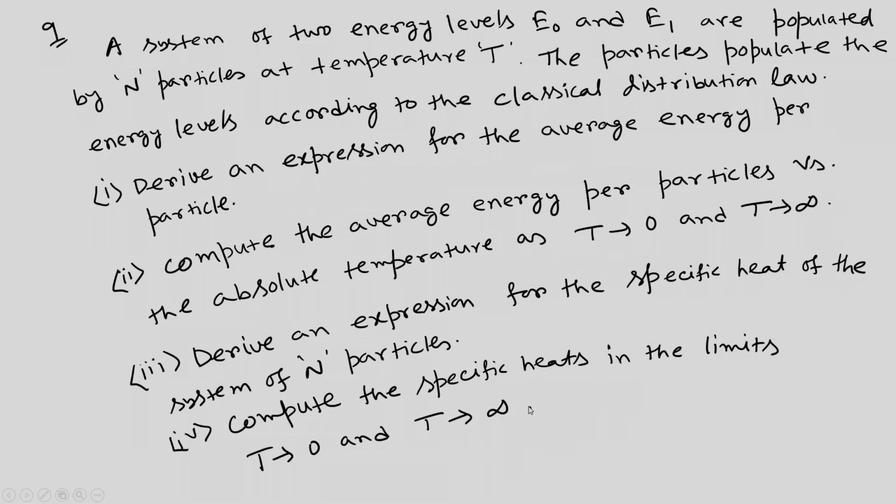So, problem number 9 says a system of two energy levels E0 and E1 are populated by n particles at temperature T. The particles populate the energy levels according to the classical distribution law. Derive an expression for the average energy per particle. This is the first problem.